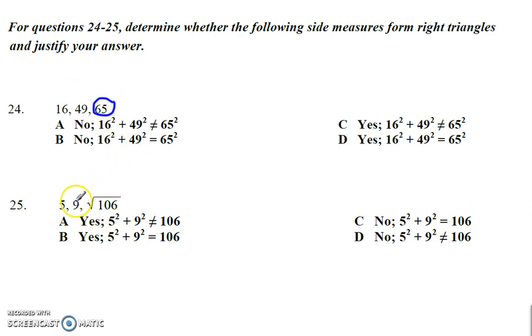Okay, in this case we know that 9 squared is 81. So the square root of 106 is bigger than 9, so that would have to be C. So these two squared and added together would have to equal this one. If that is true, then it is the measure of a right triangle. If they do equal, then it's yes and equals. If they don't equal, it has to be no and doesn't equal. Okay? So in this case, for 24, it would be A, no, because these two together squared do not equal this one squared. Here it is yes, and it has to be equals because these two equal that.